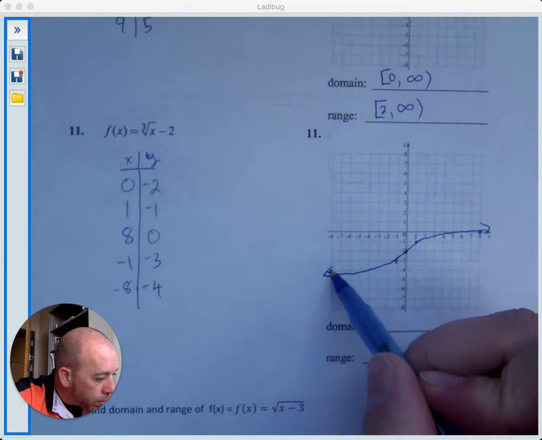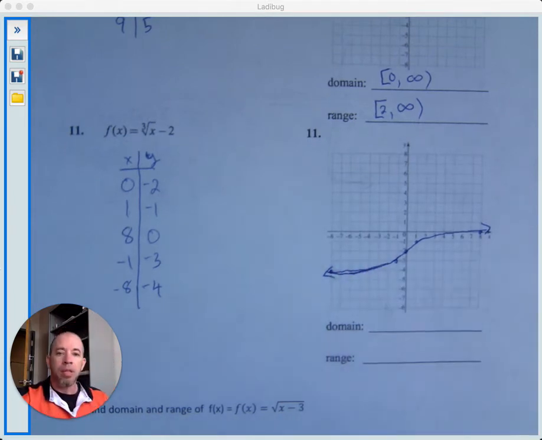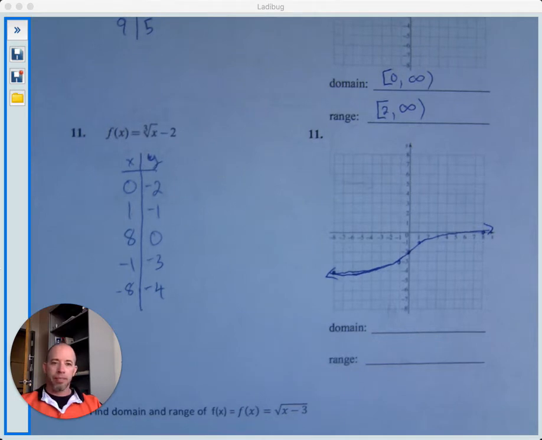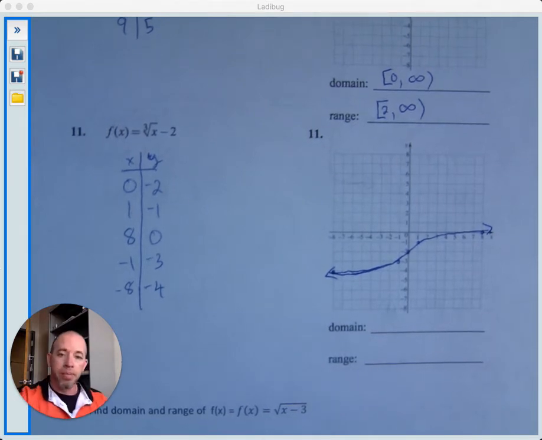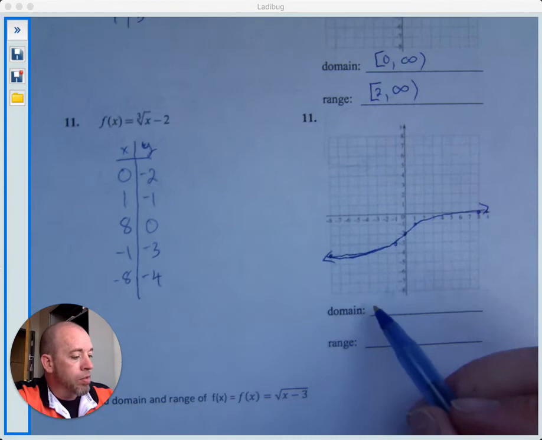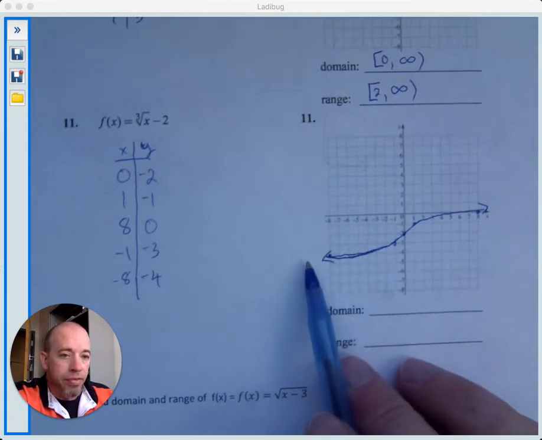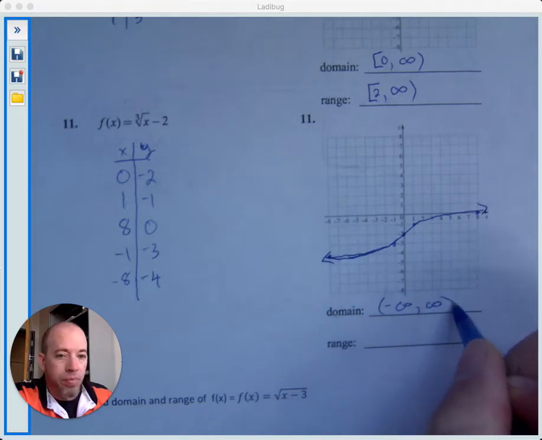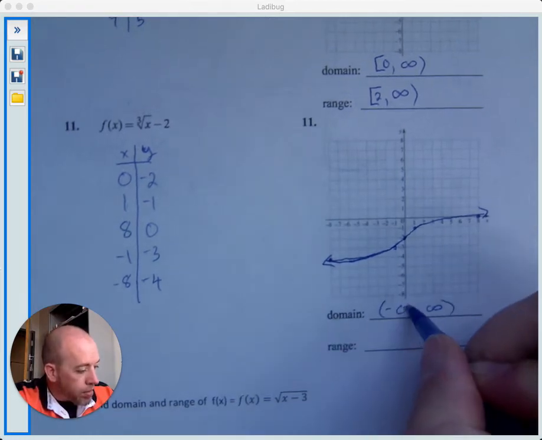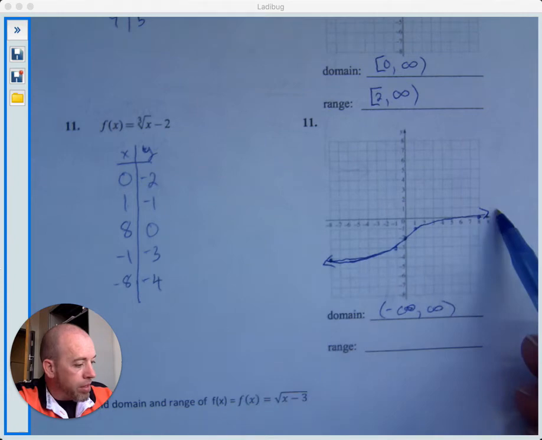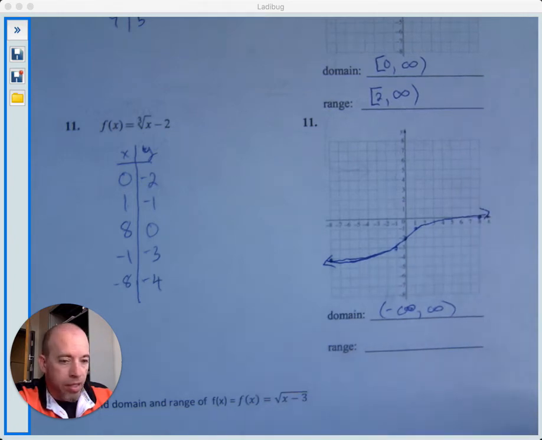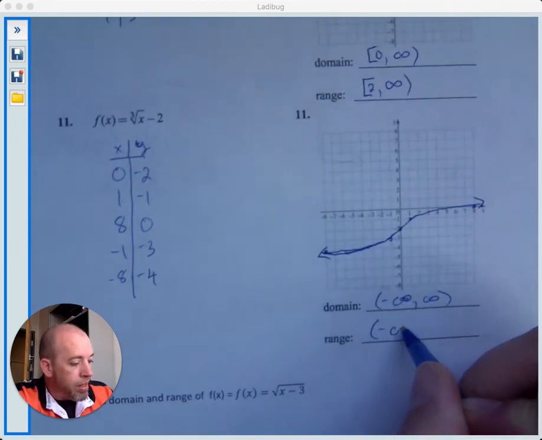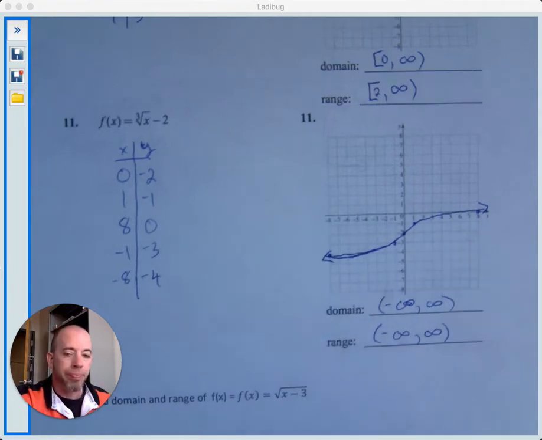And I shouldn't have gone above that line there, but there we go. So this is what our cube root function looks like in this case. Now we can talk about domain and range. Domain, it goes clearly left forever and right forever, so negative infinity to infinity. And it also is going to go down forever and up forever, however slowly. So again, we have negative infinity to infinity.